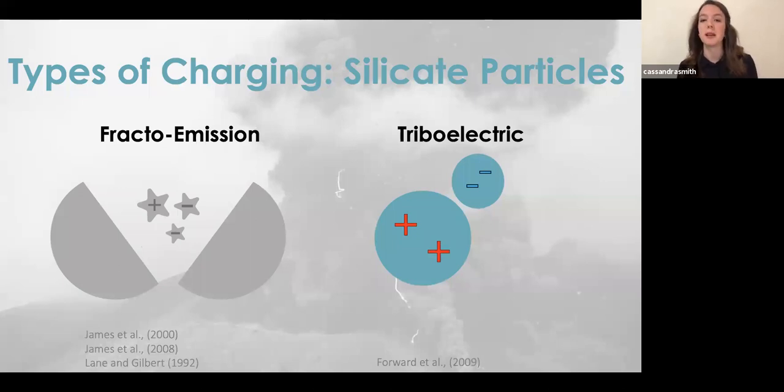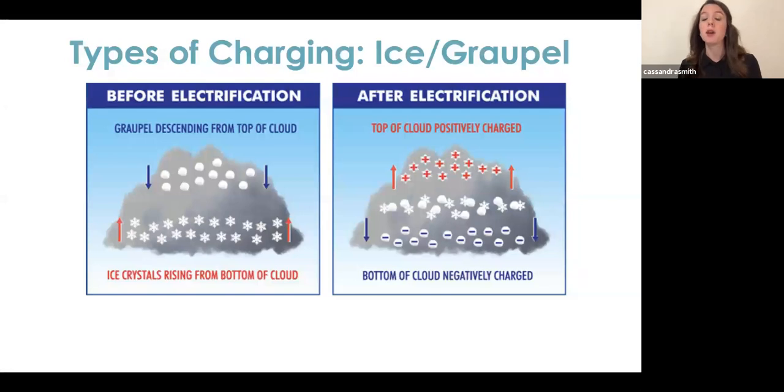And then these different size particles can gravitationally separate and form different pockets of charge throughout the eruption column. So triboelectric charging is really a main driver of charge generation within the volcanic plume, especially that near jet column region. We also, again, have ice and gravel charging.